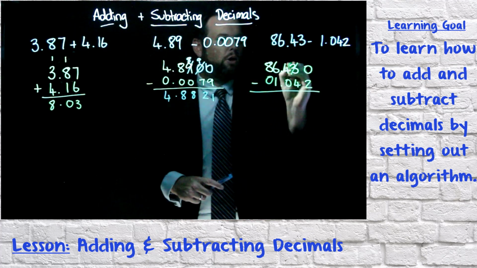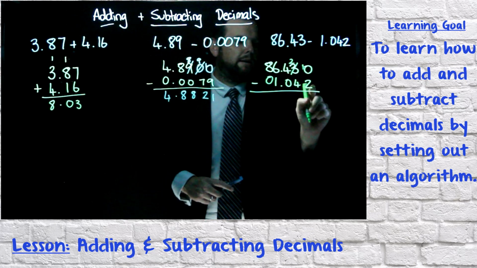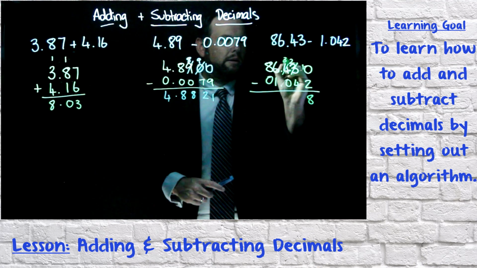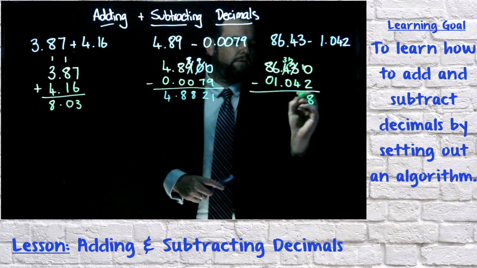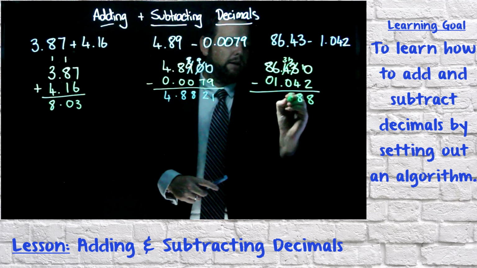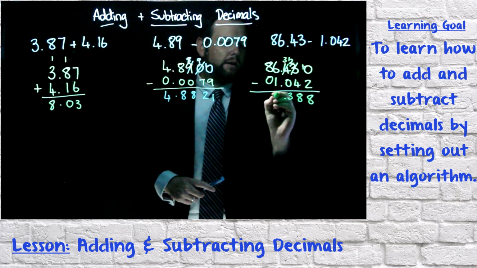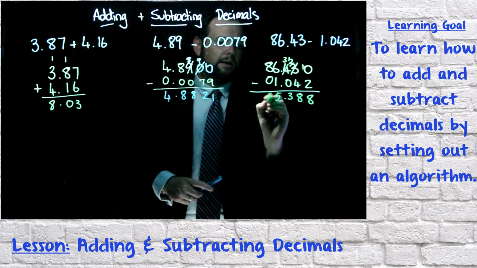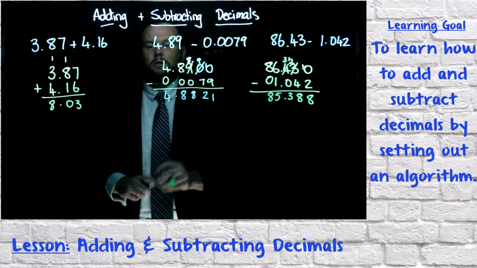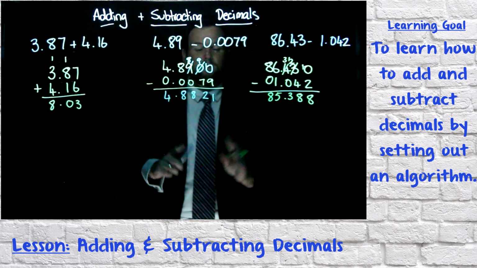So I need to borrow, 10 take away 2 gives me 8. I need to borrow again. 12 take 4 gives me 8. 3 take 0 is 3. 6 take 1 is 5, and then my 8 comes down. So 85.388. So adding and subtracting decimals is very simple.